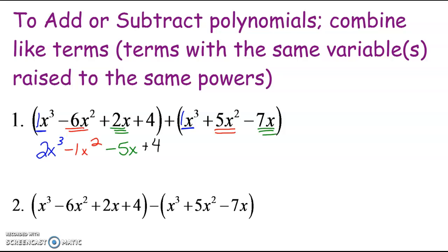All right, so be careful with the negatives. Negative 6x squared plus 5x squared would be negative 1x squared, or just negative x squared. And then minus 5x, and then plus 4. You could rewrite that and just drop off that 1. It would be a little bit simpler, but both would be right.